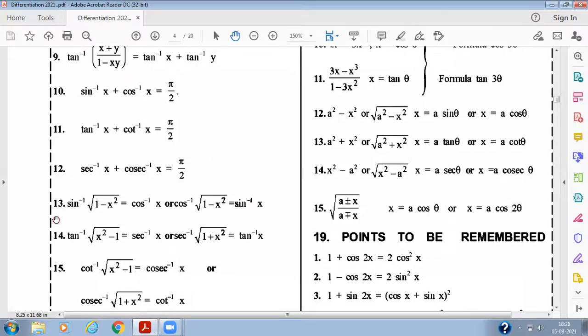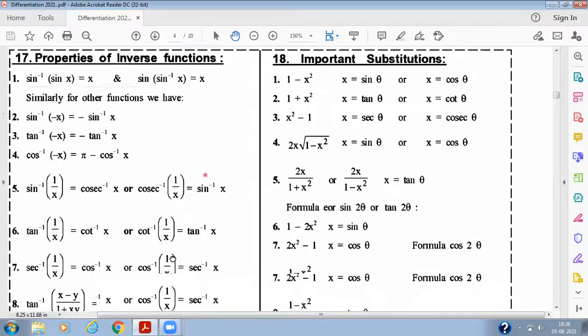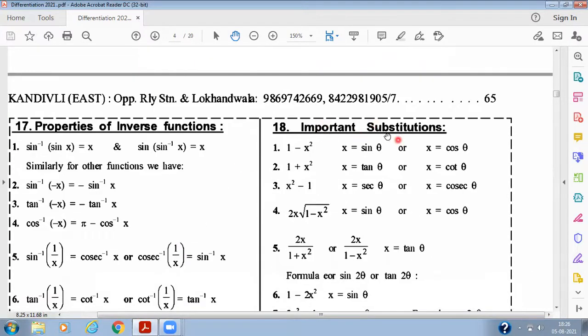Now, from property number 13 onwards, you remember the 13th one. Okay, before seeing the 13th property, students, what we can do is have a look at the important substitutions. See point number 18 on your screen, important substitutions. Now, if we have 1 minus x square as the expression, then we either put x is equal to sine theta or we put x is equal to cos theta. Recollect, the substitution method we have also done under inverse trigonometric functions.